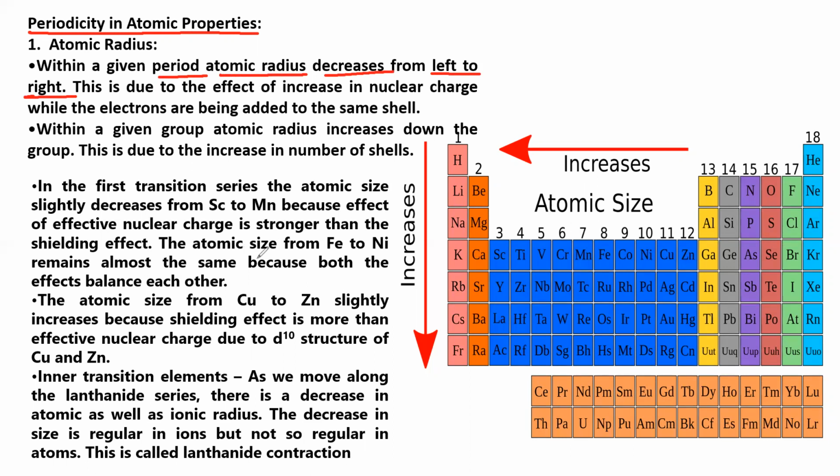Now within a given period, suppose you take first period or second period, third period, total we have 7 periods. So within all the periods, atomic radius decreases from left to right. As we move from left to right, the atomic radius decreases while the electrons are being added to the same shell. Why? This is due to the effect of increase in nuclear charge, while the electrons are being added in the same shell. So what does this mean?